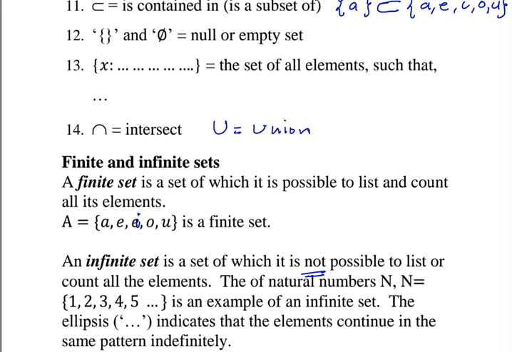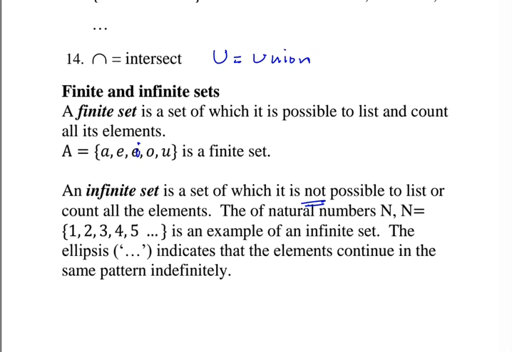Finite and infinite sets. A finite set is a set of which it is possible to list and count all its elements. So the set A, which is the set A, E, I, O, U, is a finite set because I can list all the elements and I can count them.